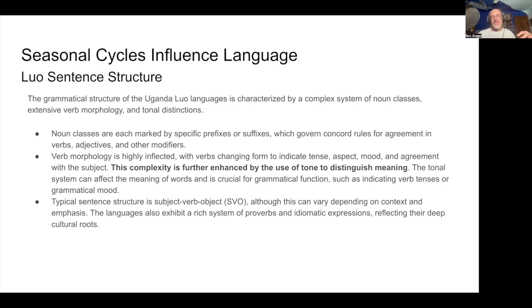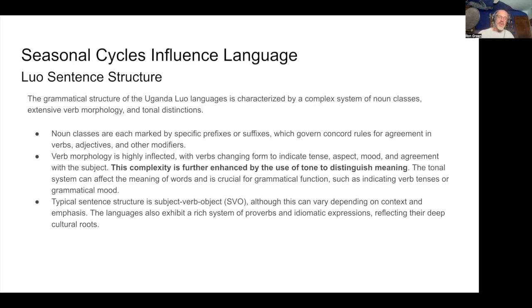The tonal system can affect the meaning of words and is crucial for grammatical function. Again, in English, the tonal effect is not really crucial. You can write something down and have the meaning conveyed without having to specifically describe what any sort of tonal change is. So the tonal system can affect the meaning of words and is crucial for grammatical functions such as indicating verb tenses or grammatical mood.